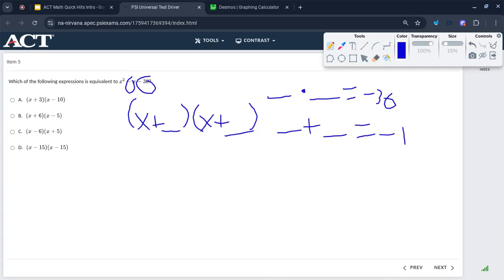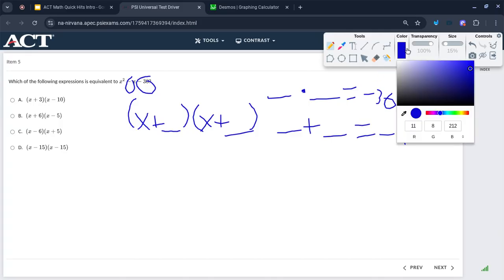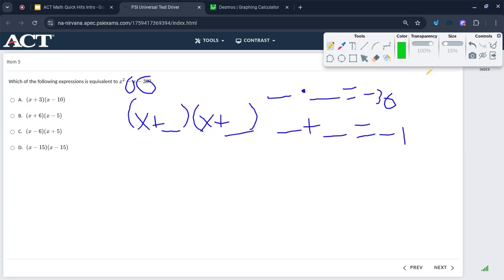So you would have to think of two numbers that multiply to negative 30, and those same two numbers have to add to negative 1. Now, let's say you forgot how to do that, right? And you're panicked because you're on the test and you can't remember how to factor. Another thing you could do is just go through every single one of the answer choices, and just do the distribution.